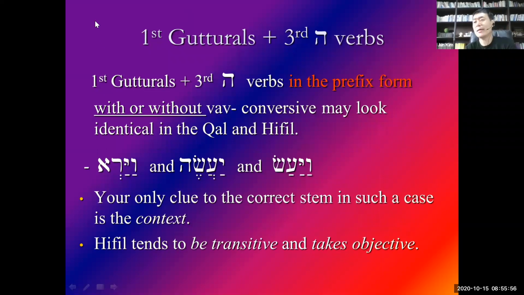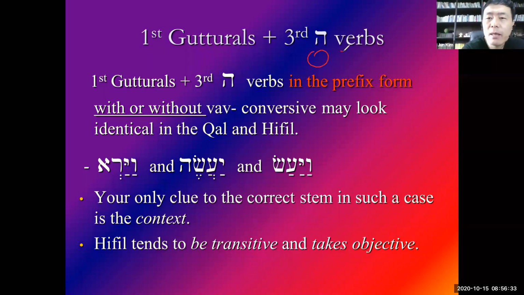Now, we are getting into the tricky part. First gutturals means what? The verbs that have a guttural letter in the beginning. First gutturals refer to the verbs that start with a guttural letter plus third he verbs. Okay, if we have a verb that is first guttural and third he, then the last one should be he.